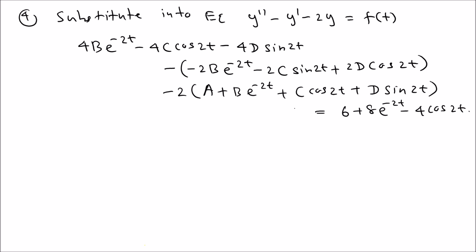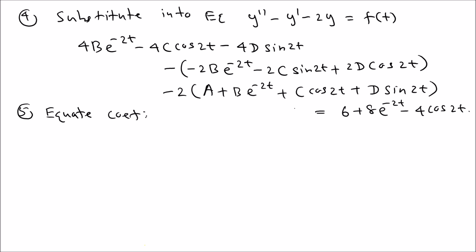Now what we're going to do is equate the coefficients of linearly independent terms. What are the linearly independent terms you can see here? You have a constant, which is linearly independent. We have the exponential function, which is linearly independent. We have sine, which is linearly independent. We have cosine, which is also linearly independent. Those are the four linearly independent terms we have here. So step 5, equate coefficients of linearly independent terms.